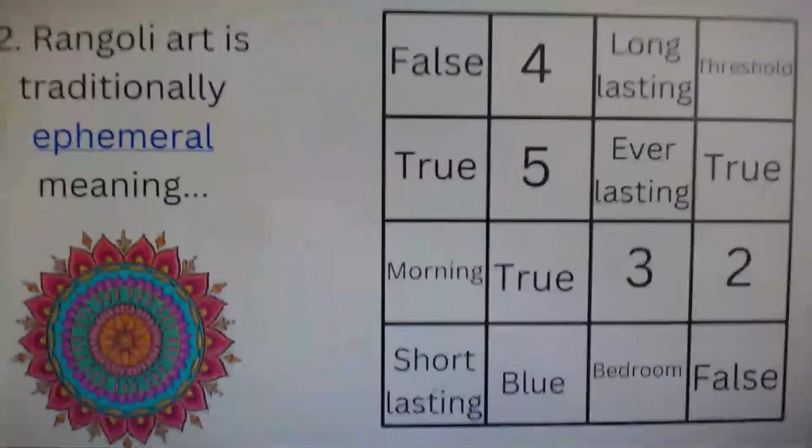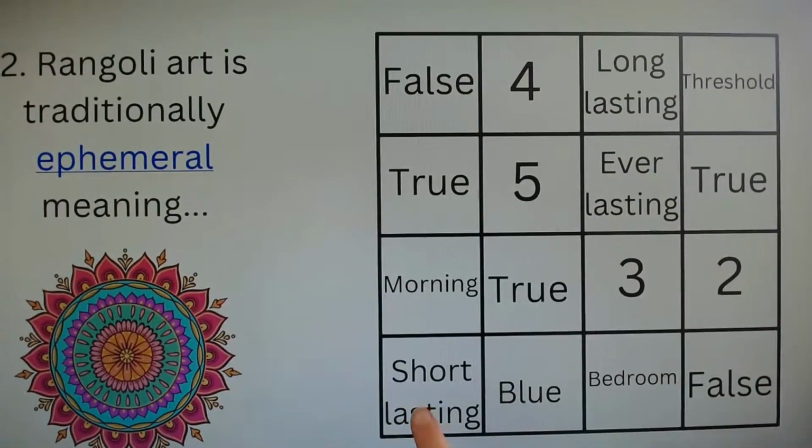Okay, right, let's go through these. So a rectangle has 4 lines of reflectional symmetry. That was false. So there were 2 falses on there. You could just colour either one in. That was false. Question 2. Rangoli art is traditionally ephemeral, meaning short lasting. So sorry, I'm going to turn this around so you can see where those were. So false was either here or here, short lasting down here.